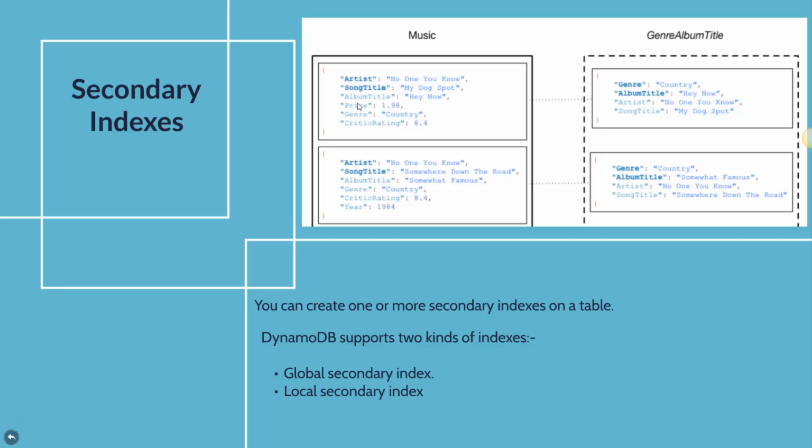What if you want to query the data by genre and album title? In that case, you have to create a secondary index. Here you can see that this is the global secondary index. Genre and album title, so both the partition key and sort key are different from the music table. So this is known as a global secondary index. After creating the index, you can query the index in much the same way as you query the music table. So this concept is known as secondary index.